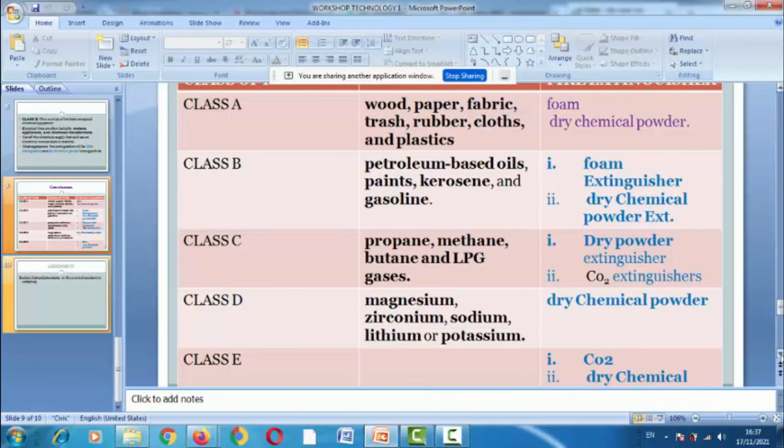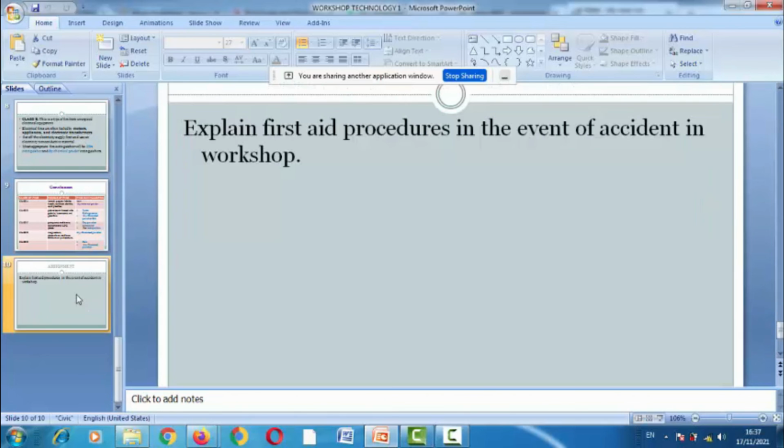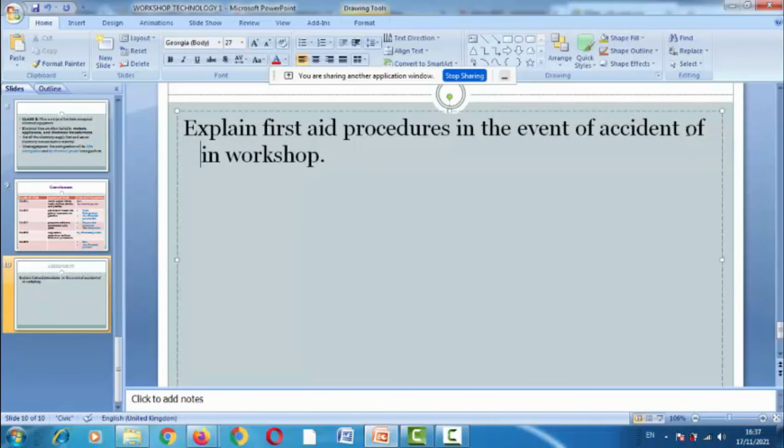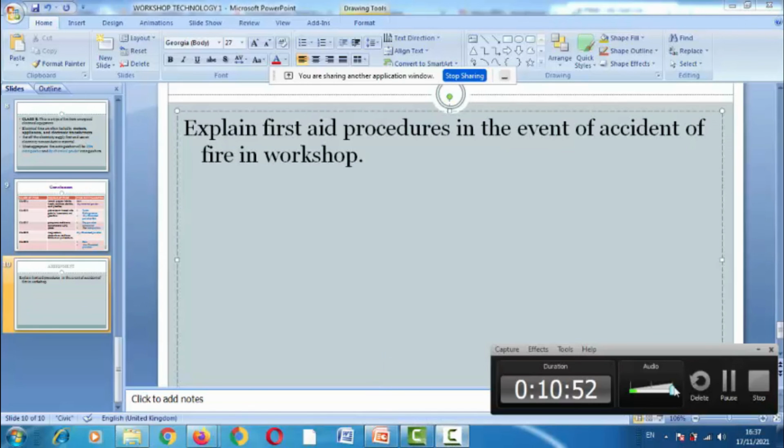I hope you have learned the classes of fire, and the assignment is here. In case of an accident of fire in the workshop, what are you supposed to do? In the event of an accident of fire in the workshop, what are you supposed to take as first aid? So that is the end of our class. We shall meet in the next lesson.